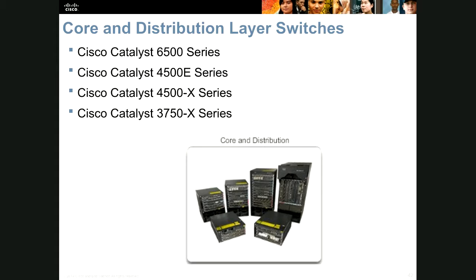Okay, core and distribution layer switches. These are Cisco's bread and butter. The one at the top right of this picture is about a $1 million switch. It could have thousands of ports on it. So the Cisco 6500 series is their top of the line, and technology changes, and they're gradually replacing these with a new series called Nexus, the 9000 switches, that have even better performance.